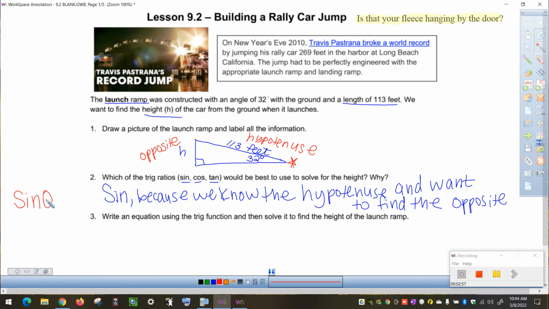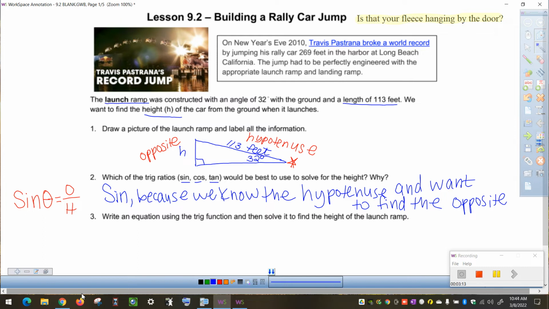And so a couple of notes, this was just directly from what we did yesterday. Our definition for the ratio that we're using sine to describe is that the sine of our angle is equal to the opposite side over the hypotenuse. So we are going to use that to now help us write an equation using the trig function that we chose, sine, and then we're going to solve it to find the height of this launch ramp.